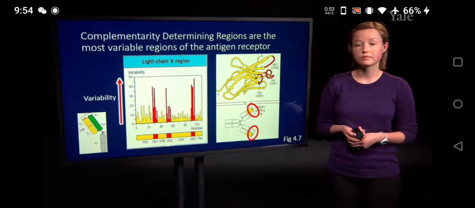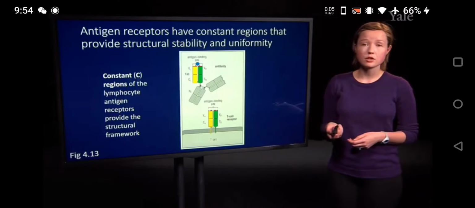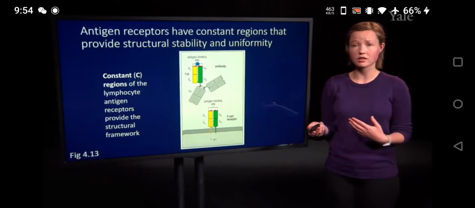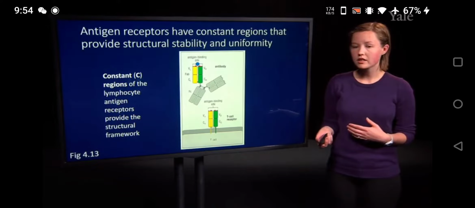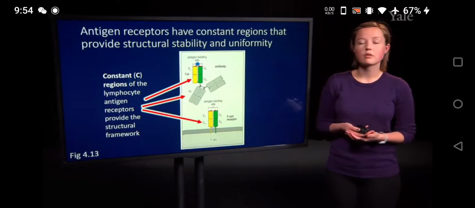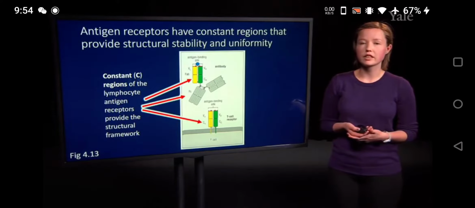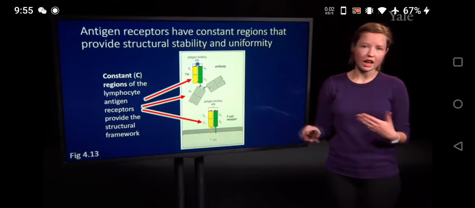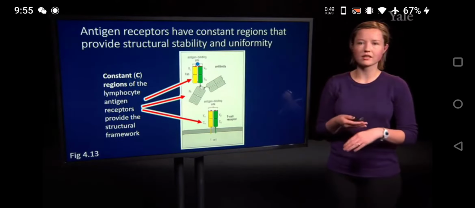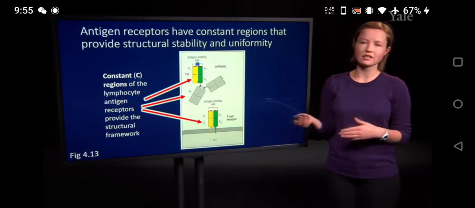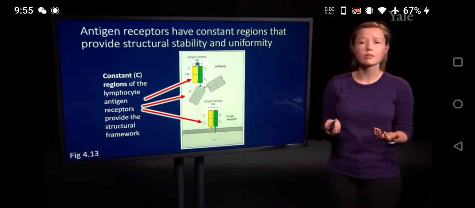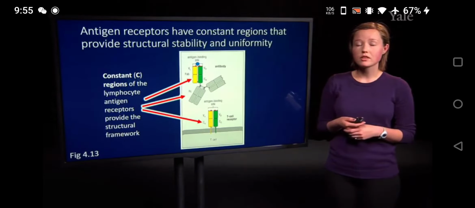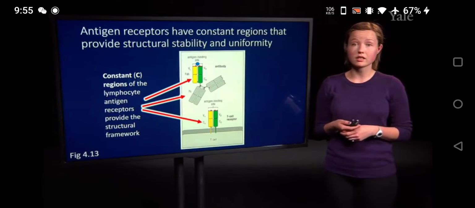In addition to the variable regions, which are on the ends of the protein that will actually bind to antigen, there are these constant regions shown here, and these are responsible for providing structural integrity to the protein. Unlike the variable regions, they remain the same, as the name constant suggests, because they're supposed to stay consistent throughout all of the receptors. So when we talk about B and T cell receptors being different and having a lot of diversity, this does not refer to the constant regions. It really only refers to the variable regions.